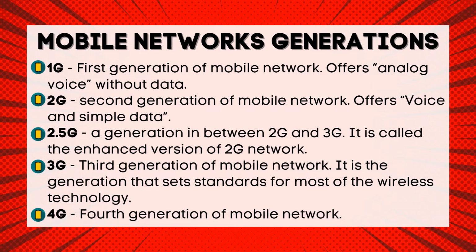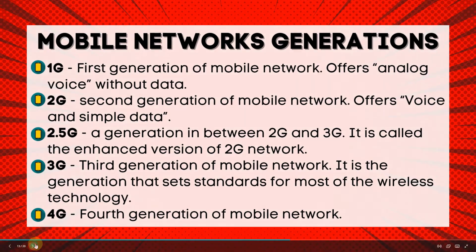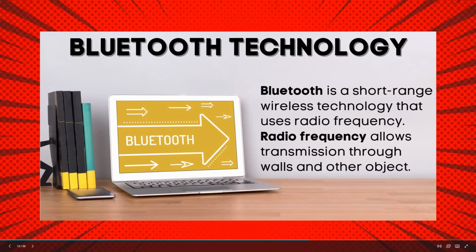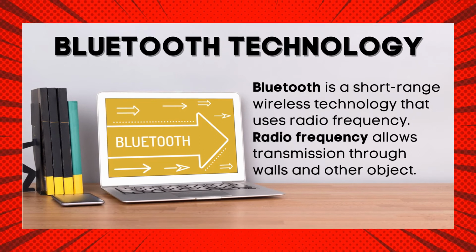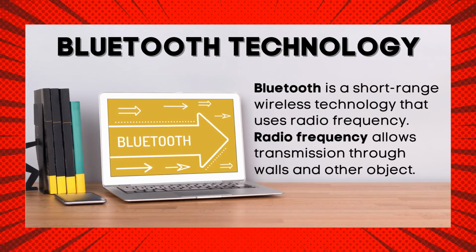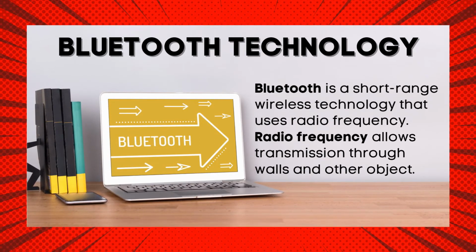Last but not least is the 4G, the fourth generation of mobile network. So the speed and standard of the wireless technology must be at least 100 MB per second and up to 1 gigabyte per second. So those were the mobile network generations. Additional to that, we also have availability for 5G, but not all devices are now using 5G. So still, most of us are using the 4G generation.